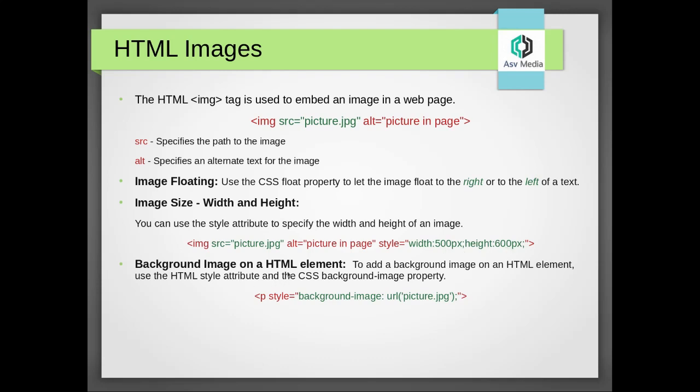For a background image on an HTML element, use the HTML style attribute. So p style background-image, and here also url, background-image url, and this url will be the image which you want to display here.